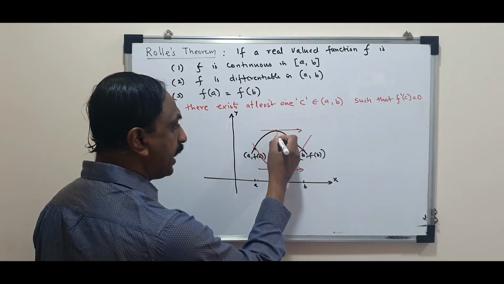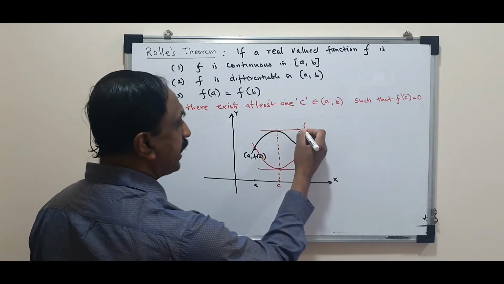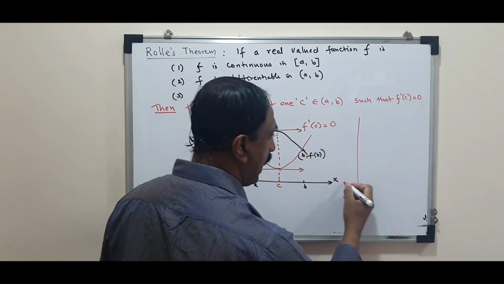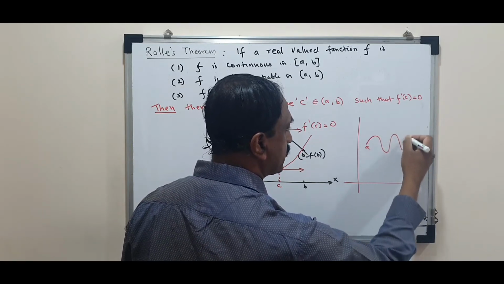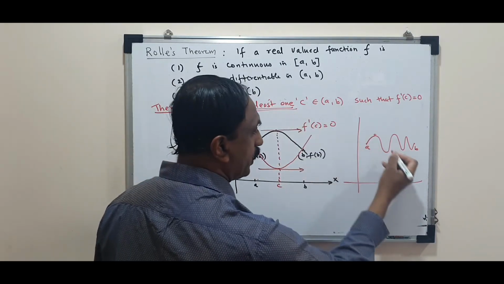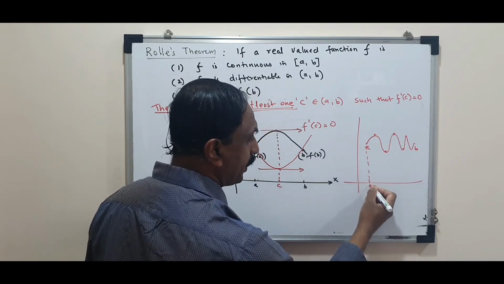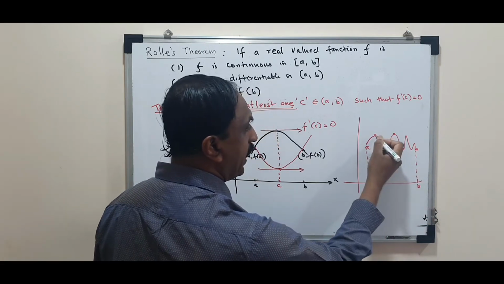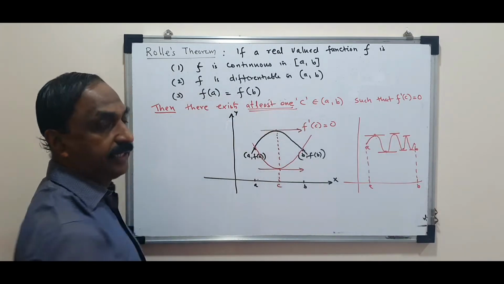So I will be able to find at least one point c such that f dash of c will be 0 at this point. It may so also happen that I may have points like this, a here, b here, and I may have many points like this. Notice the words at least. There exists at least one point. So here there are many points where the slope of the tangent would be 0. Like this, I will be able to find an infinite number of points. I can find many points where the slope of the tangents can be 0. That's why the words at least one point are there.